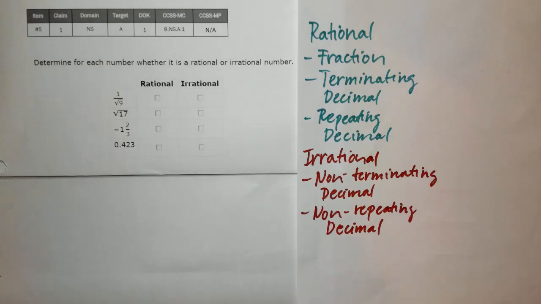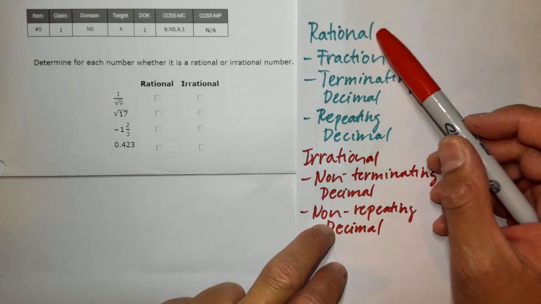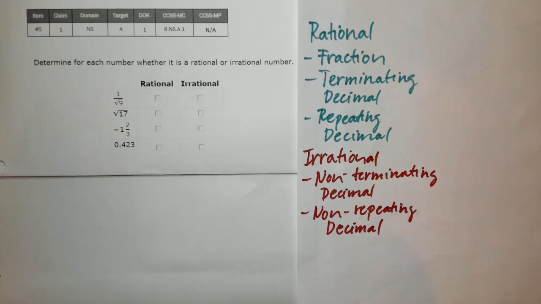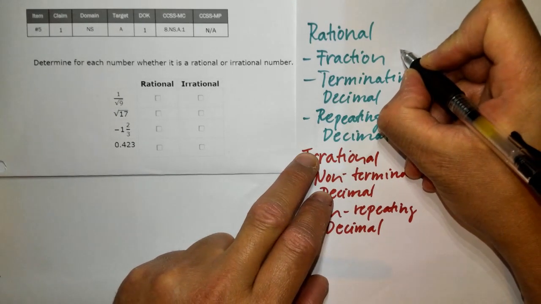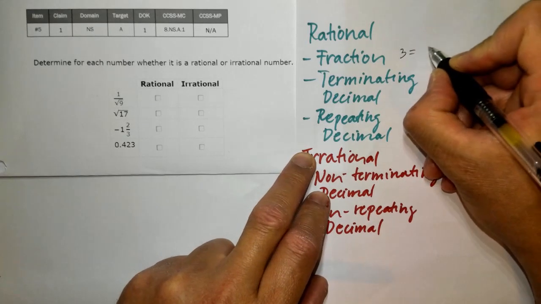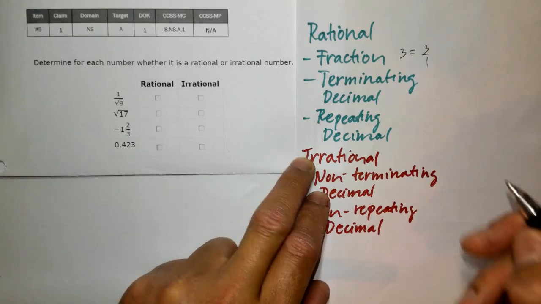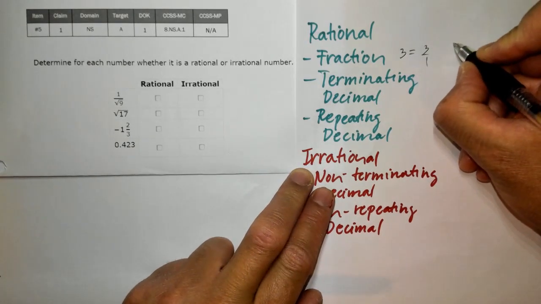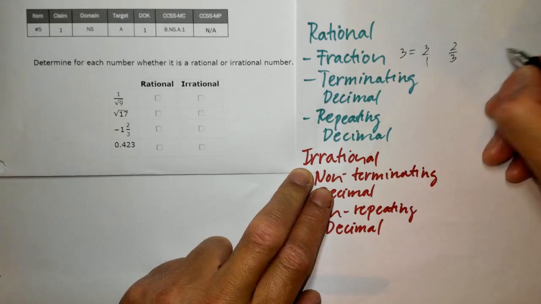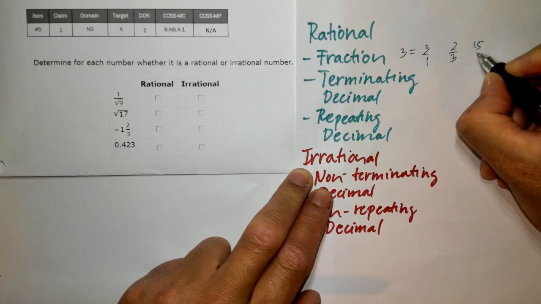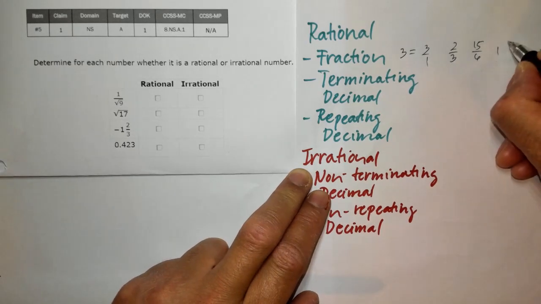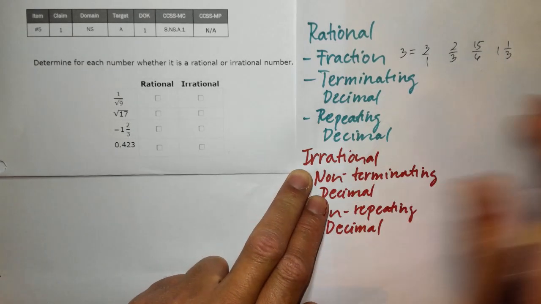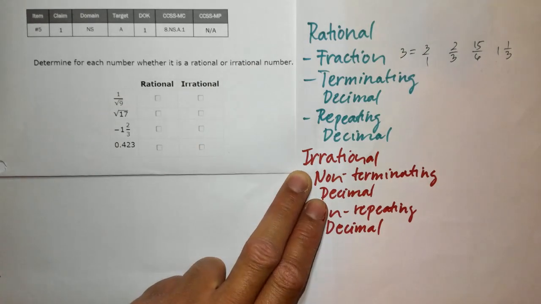When we say rational, these are the numbers that can be expressed in fraction form. So, let's say, what is the fraction form of positive 3? That is equal to 3 over 1. What else? Proper fraction, 2 over 3. Improper, 15 over, let's say, 6. Mixed number, 1 and 1/3. So any fraction is a rational number.